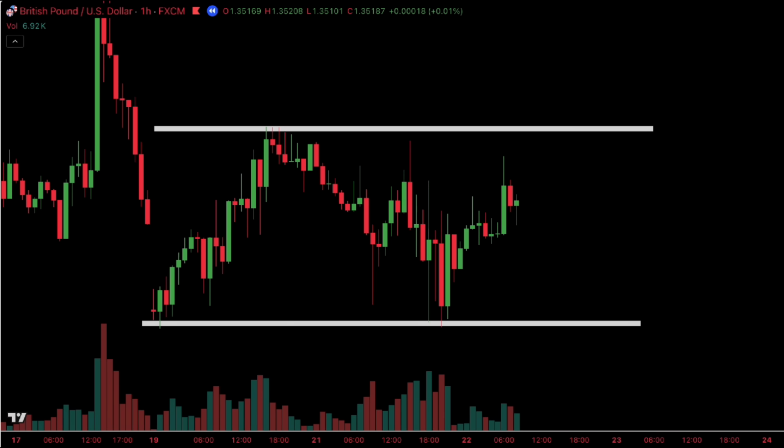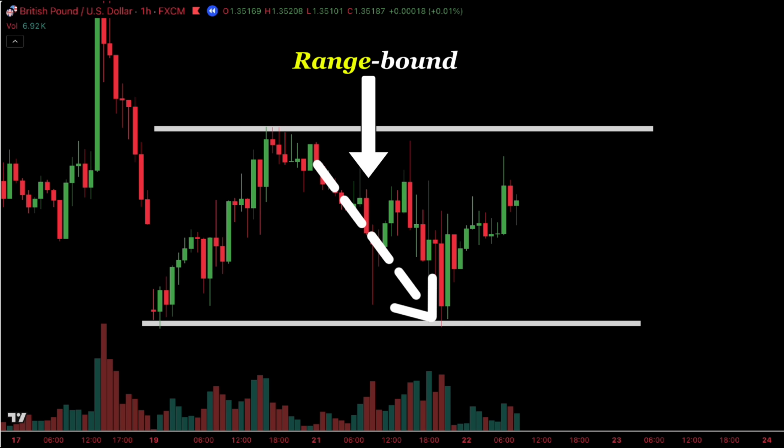As you can see on the hourly chart, the market is ranging. It has already hit this support level and is now moving toward the resistance level. This space between the current price and the resistance is what we are going to trade on the 5-minute time frame. So now, the higher time frame, which is the hourly, is aligned with the 5-minute time frame.